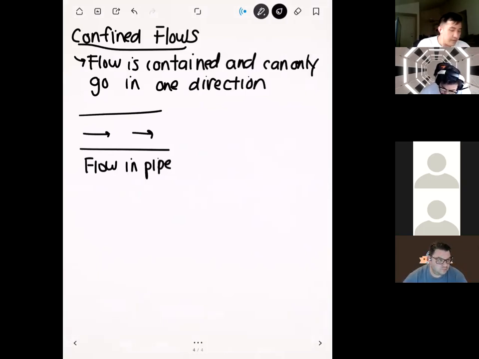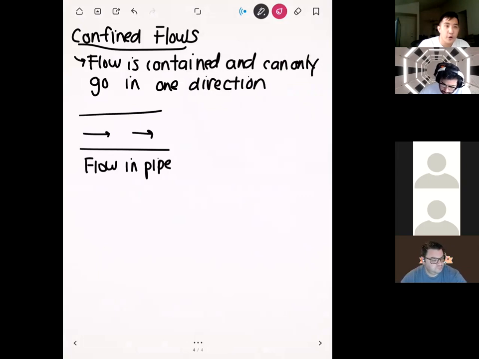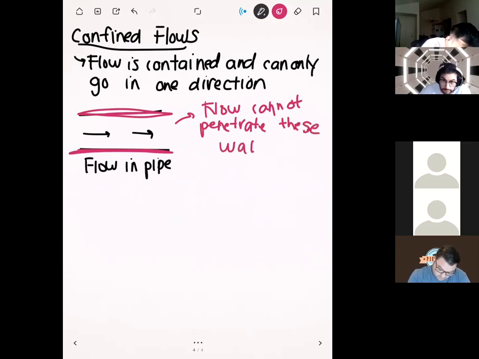Some examples of flow in a pipe that you might see in your household would be flow through your faucet, all the pipes to the faucet, or flow in a garden hose. The key for confined flows is that there's really nowhere for the flow to go except in this prescribed direction. These walls right here are completely solid, so flow cannot penetrate through them. And so flow is just destined along one track.